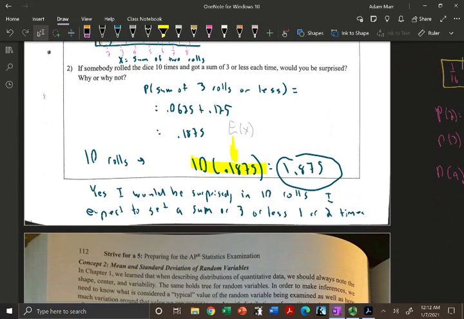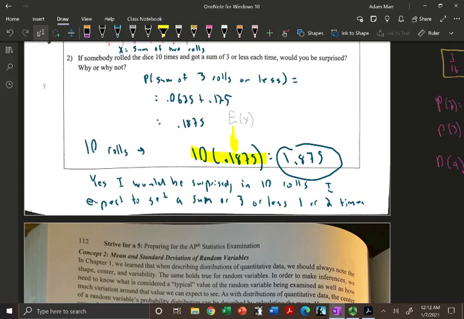Let's go to 2. If somebody rolled the dice 10 times and got a sum of 3 or less each time, would you be surprised, why or not? What I want to try to get right here is the expected value of getting a sum of 3 or less in 10 rolls, when you roll it 10 times. First of all, we just have to get the probability of a sum of 3 or less, okay?